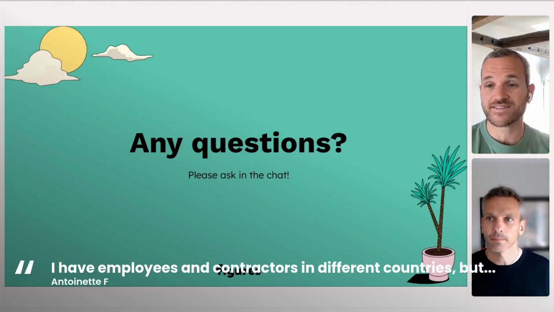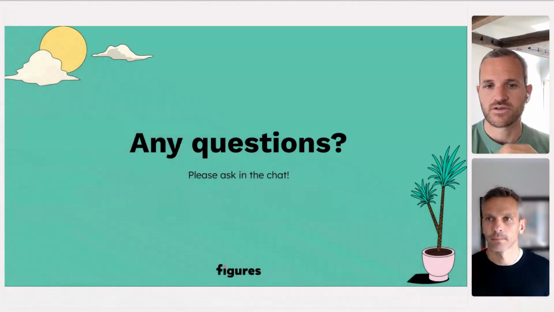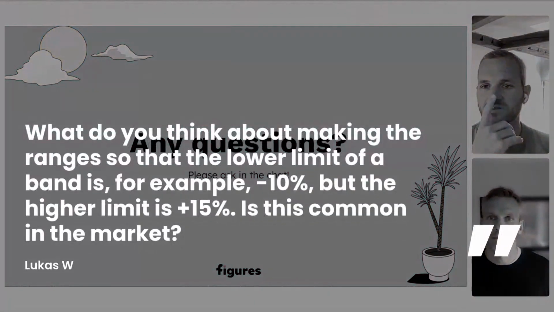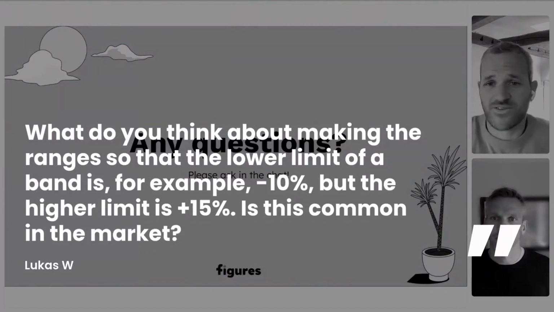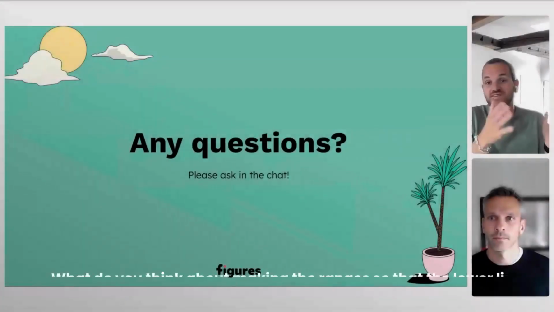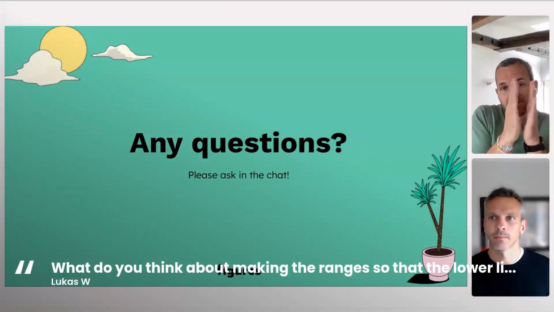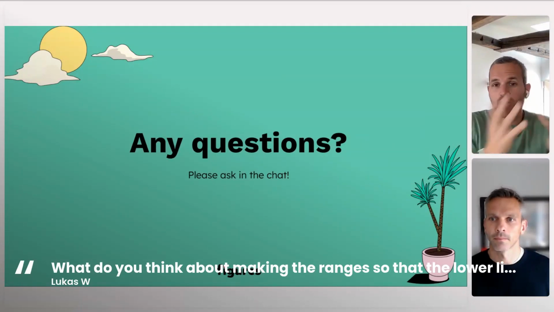I have a question, Lucas. It's interesting because it's something I also heard very recently. What do you think about making the range so that the lower limit is at minus 10% and the upper limit is at, say, 15%? So basically not having a symmetric min and max, but the upper part is wider than the lower part, or things like that.